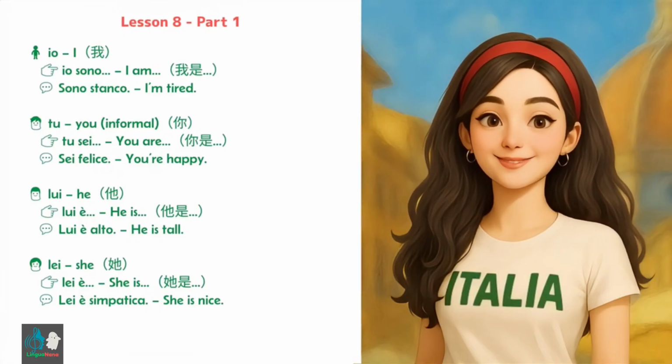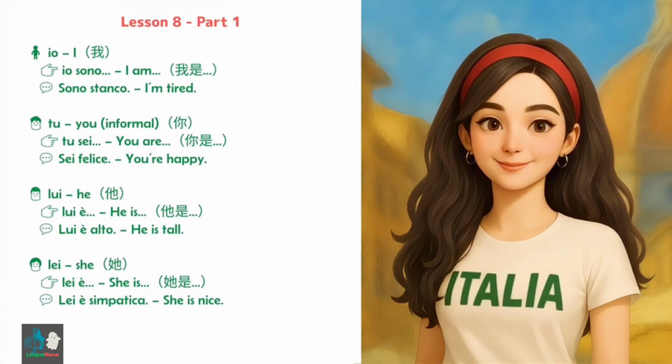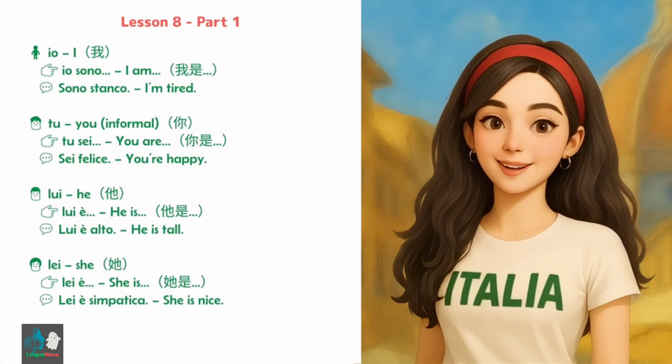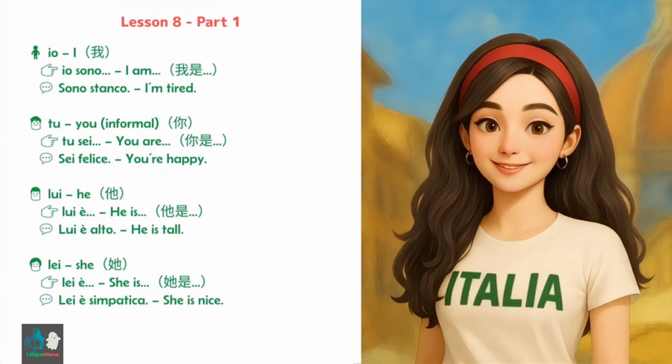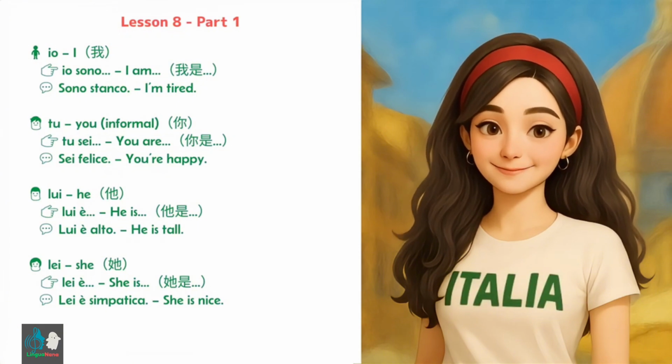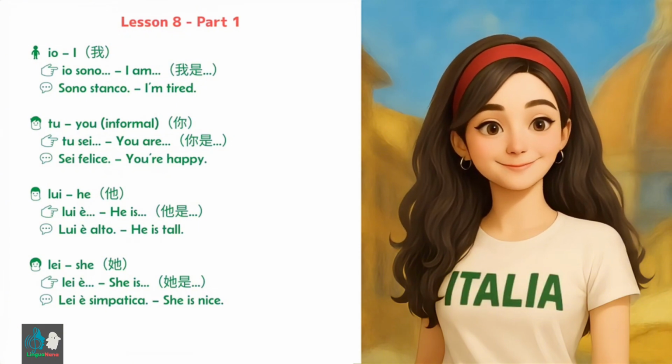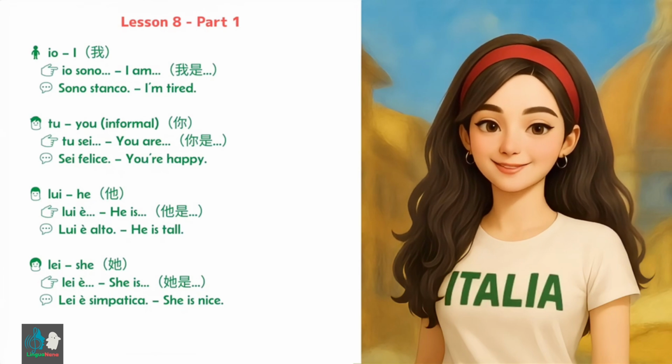Let's look at how to use this. It's one of the most important lessons in Italian grammar. We're learning the verb Essere, which means to be. It's used in almost every conversation. So let's take it step by step, with examples.